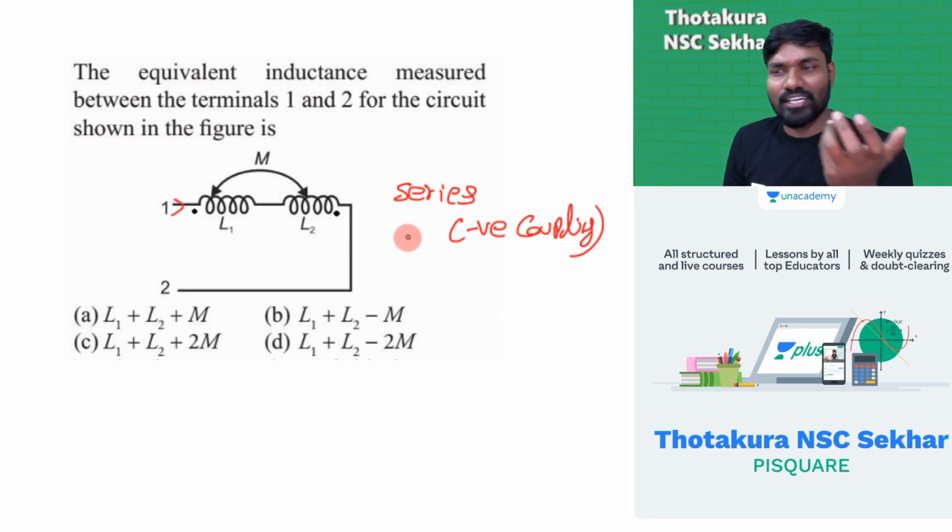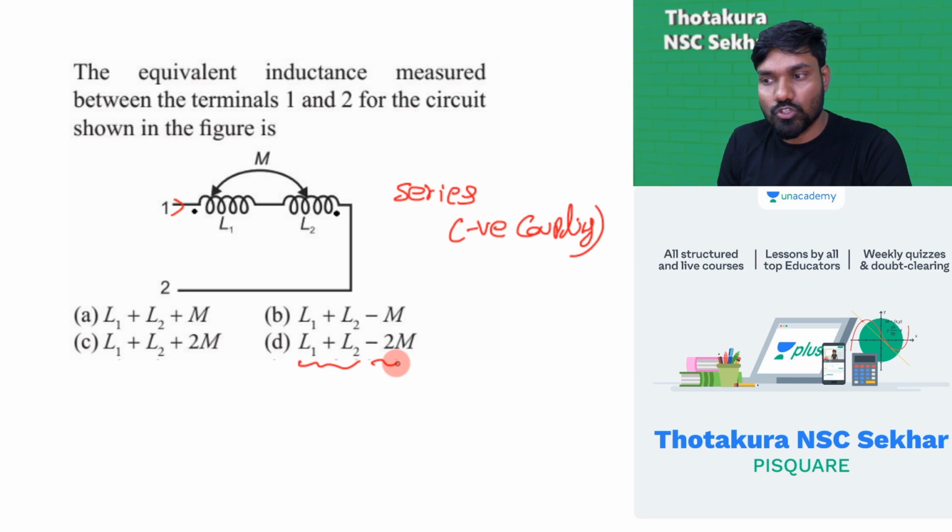For series and negative coupling, self-inductances are always added, and the coupling contributes minus 2M. If this would have been a positive coupling, you would get plus 2M. For positive coupling, the dot would be at the other terminal. Then the answer would have been C. For this question, the answer is D: L1 plus L2 minus 2M. Good. Let's go to the next one.